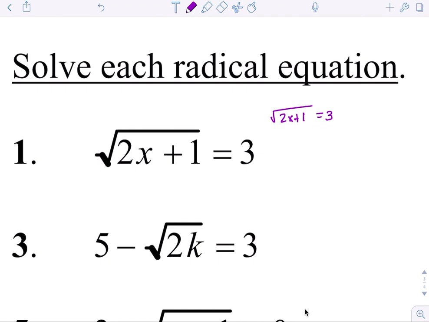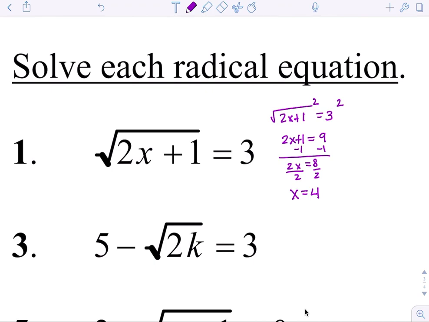So take both sides to be the second power, right? So we're gonna get, now remember the second power cancels off this square root, okay? So we get 2x plus 1, which is equal to 3 squared, 9. Now just solve for 2x, so subtract 1 from both sides, and we get 8. Divide both sides by 2, and we get x is equal to 4.